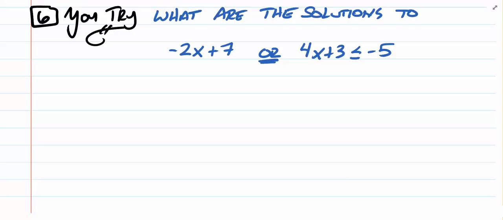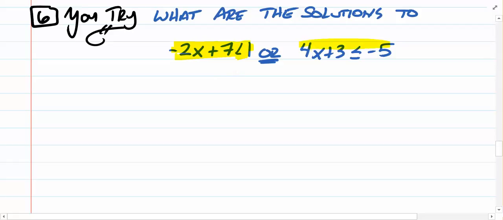Box number 6 is a U-try. So I want you to do the same thing that we did in box number 5. What are the solutions to the compound inequality? Oh, -2x plus 7. Not sure if you guys caught that one, but I forgot to put this part in here. So here's our first inequality: -2x plus 7 is less than 1, or our second inequality is 4x plus 3 is less than or equal to negative 5. Go ahead and try that one.